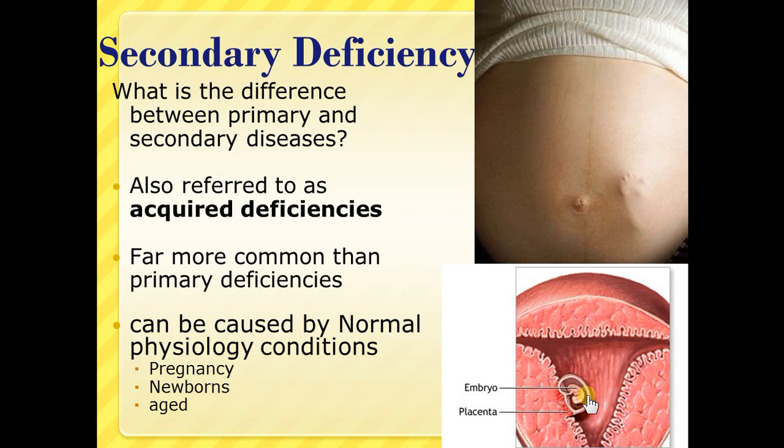Another one is newborns. Newborns, remember, don't have a mature immune system. Usually with newborns, their problem is that they're not getting enough from mom. They're not getting it from mom anymore. So up until the first 6 months, they've kind of been depending on what mom gave them. And now their problem is that they're running out.